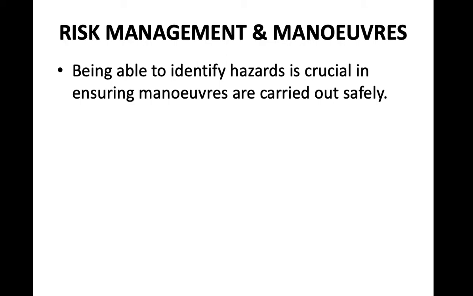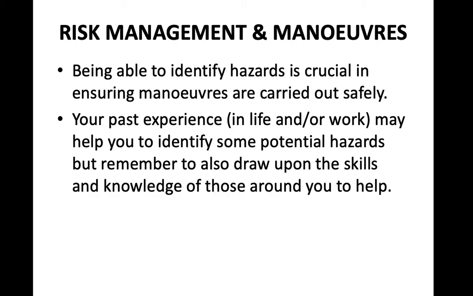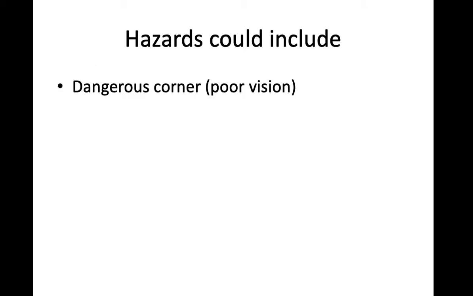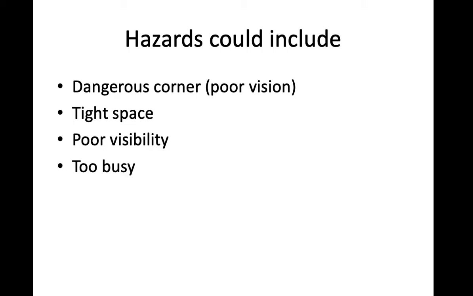Being able to identify hazards is crucial in ensuring manoeuvres are carried out safely. Your past experience in life and/or work may help you to identify some potential hazards, but remember to also draw upon the skills and knowledge of those around you to help. Hazards could include a dangerous corner with poor visibility, a tight space, poor visibility, an area that's considered too busy, an illegal area, for example, no parking zone.